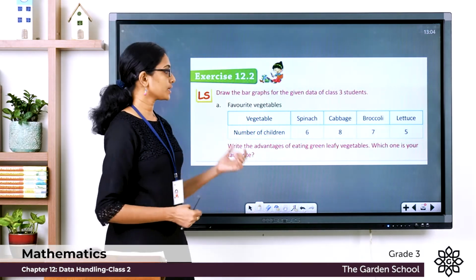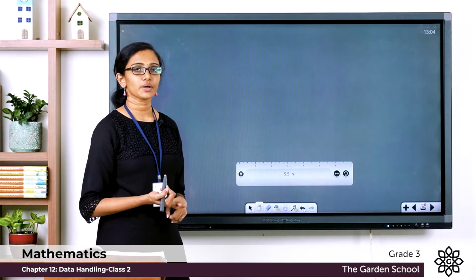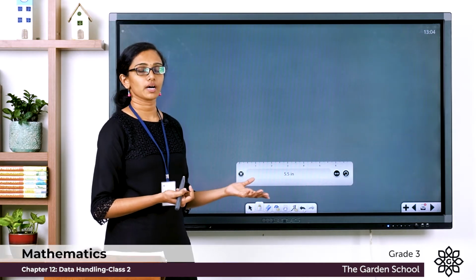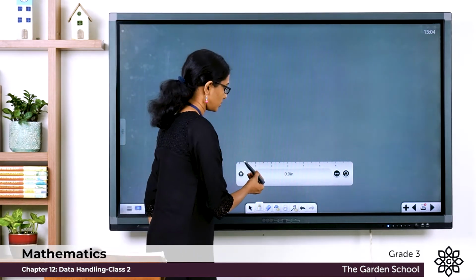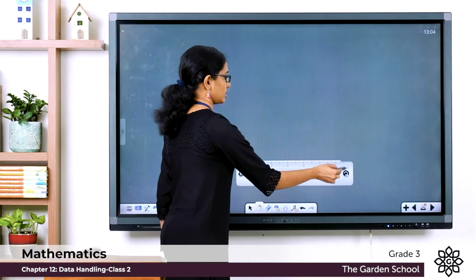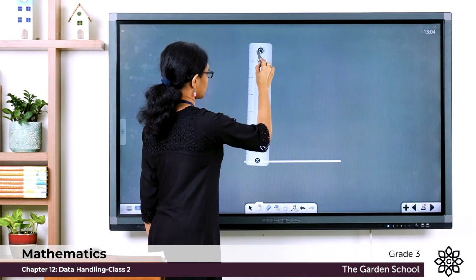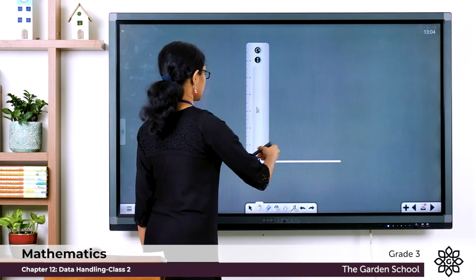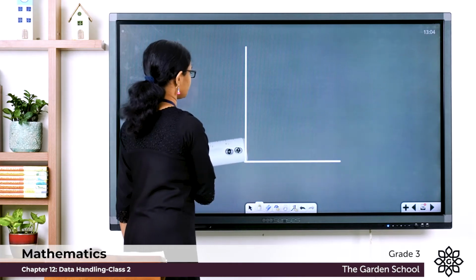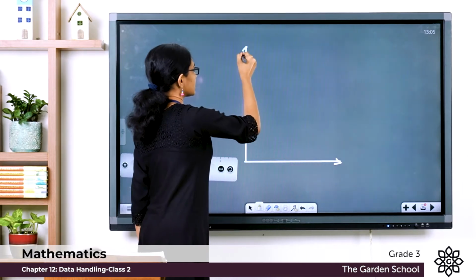Now let's see how we can draw a bar graph based on this data. First, grab your pencil and your ruler, and we need to draw the horizontal and vertical lines of the bar graph first. So, using your pencil and ruler, draw a horizontal line. Now, you have to keep the ruler straight and draw a vertical line. Now you can put arrow marks here to show that the lines are extending.